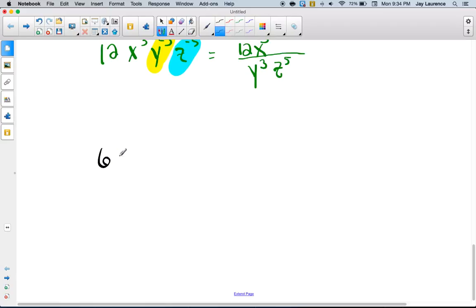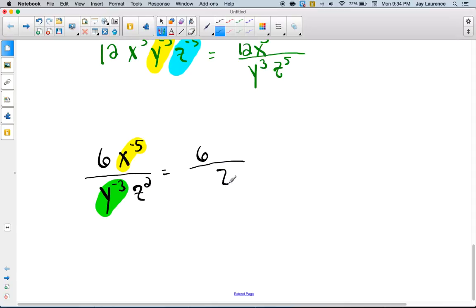Let's put 6 x to the negative 5th over y to the negative 3rd z squared. Okay? So, I know that a negative exponent means to use the reciprocal. And so these two terms have negative exponents. They are going to be moving. So I'm going to leave 6 in the numerator, right where he is, because his exponent is 1. The z squared is going to stay in the denominator because his exponent is a positive.